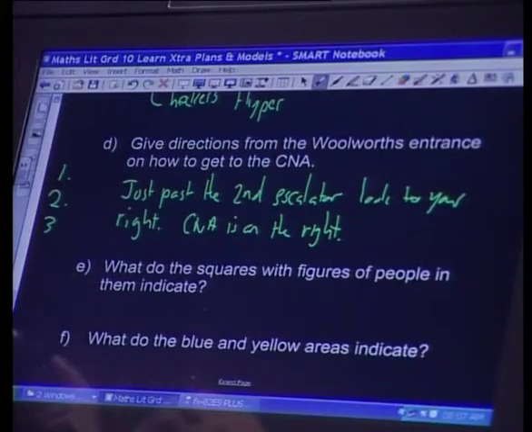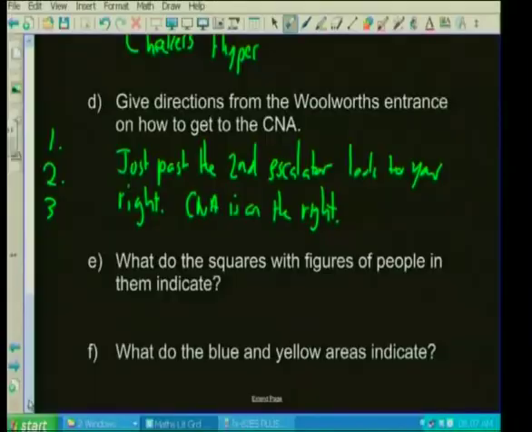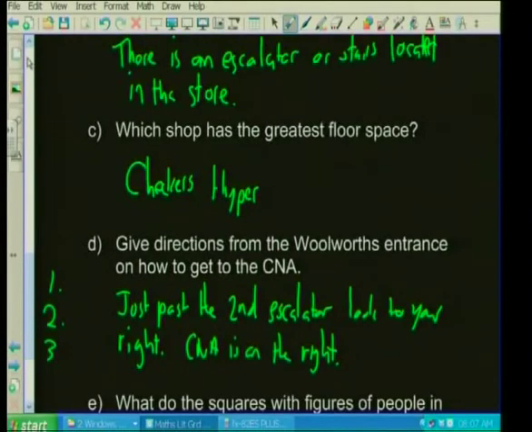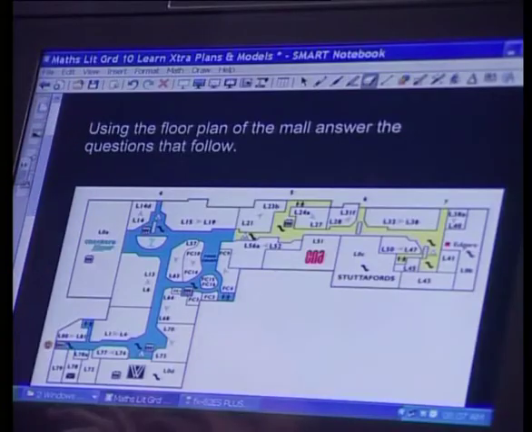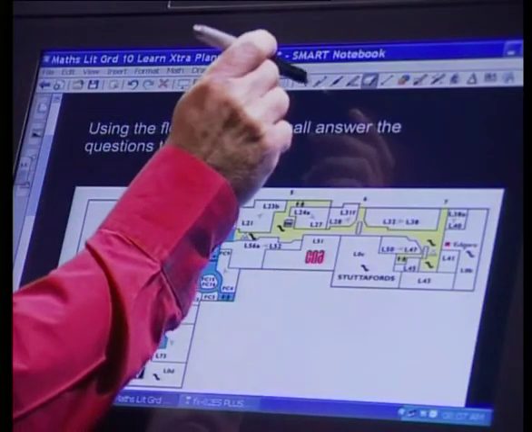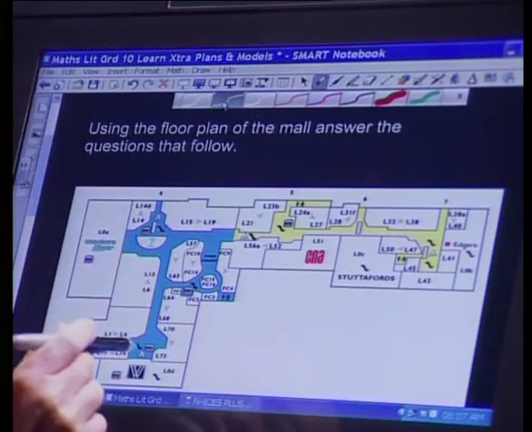All right, so then we've got another question here. There's a couple more for this section. What do the squares with figures of people in them indicate? Now, let's go back to our map, and let's just erase a couple of things here so that we give ourselves some more space, because there's so many lines on here now. I'm just going to clear all this away. You can see we have some signs or symbols again that they're asking us to interpret. The ones we're interested in are these over here.